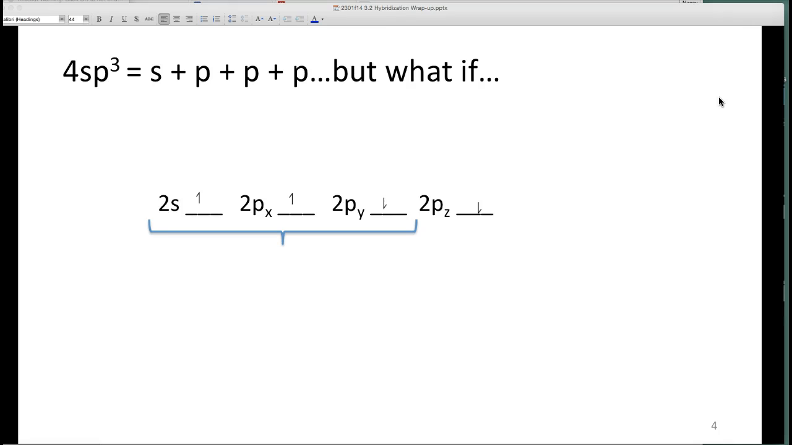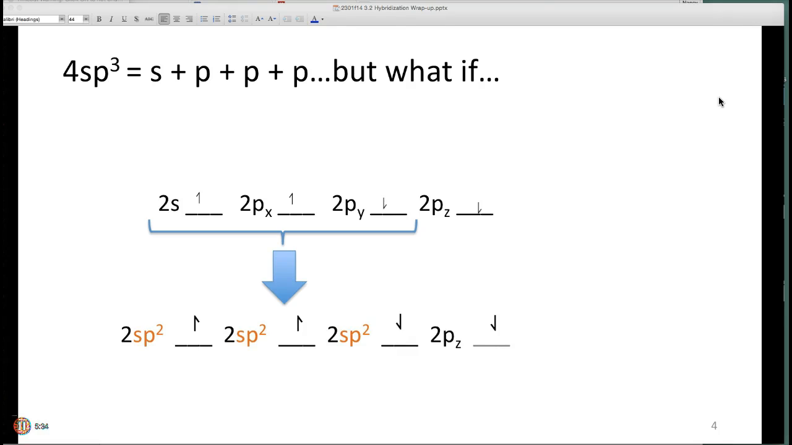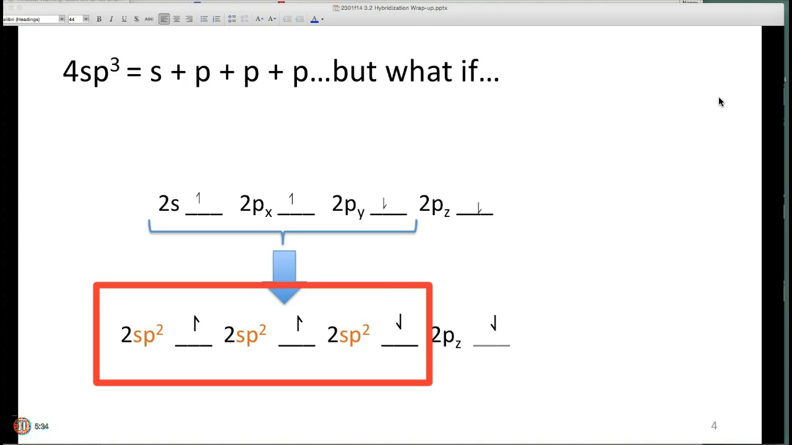I'm going to absolutely positively leave my last p orbital out of the blender. What do I get? Well, then I'm going to end up with 3 atomic orbitals that look exactly the same because I used 1 s orbital and 2 p orbitals.